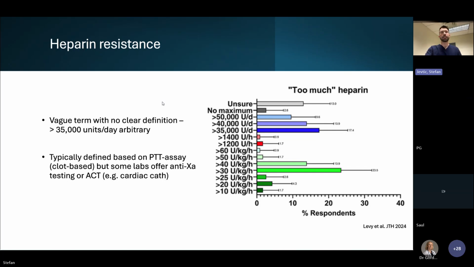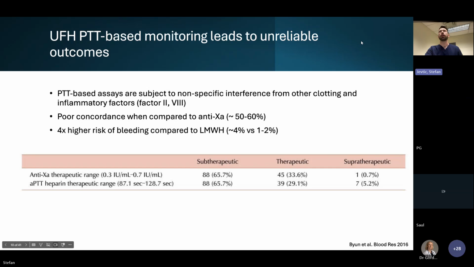Other assays we have are the anti-10A, which is a chromogenic assay, so that's less impacted by acute phase reactants or other molecules, as well as the activated clotting time, which we typically use in our cardiac cath labs. And so how reliable is the PTT? And the answer is not very.